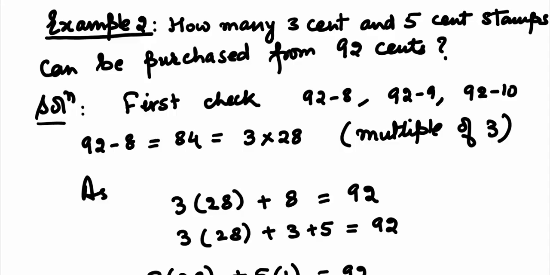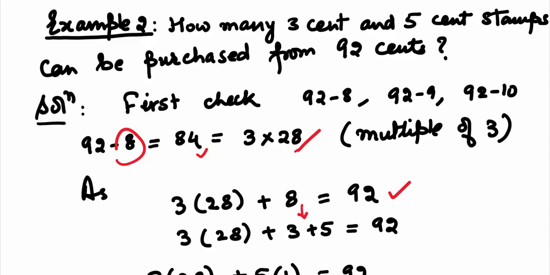First of all, we check the difference 92 minus 8, 92 minus 9 and 92 minus 10 and see which one is a multiple of 3. You will see 92 minus 8 is 84 and 84 is 3 into 28, which is a multiple of 3. So we take this 8 on the right hand side, we will get 3 into 28 plus 8, which is 92. Now 8 can be split as 3 plus 5.